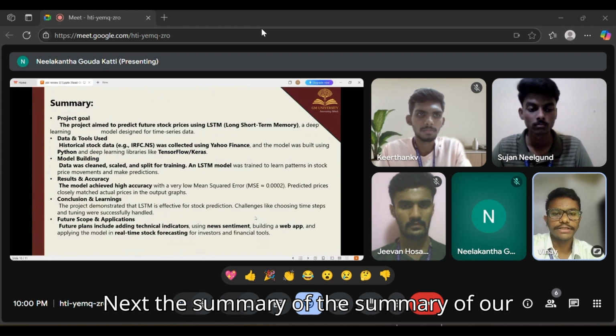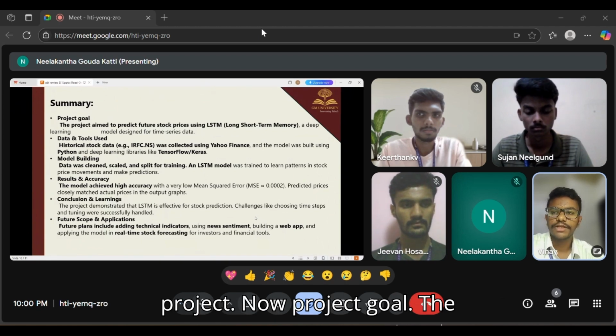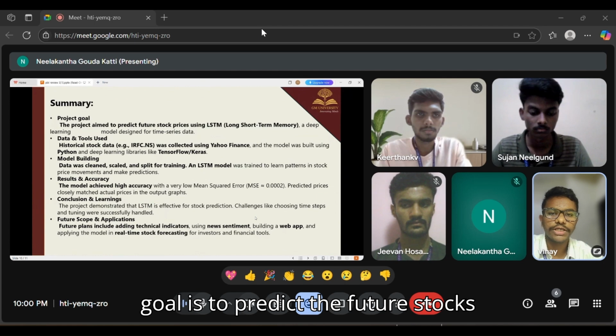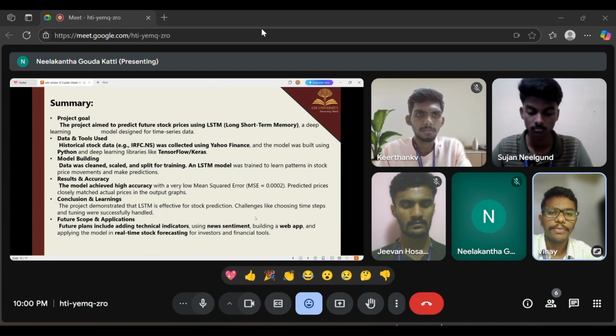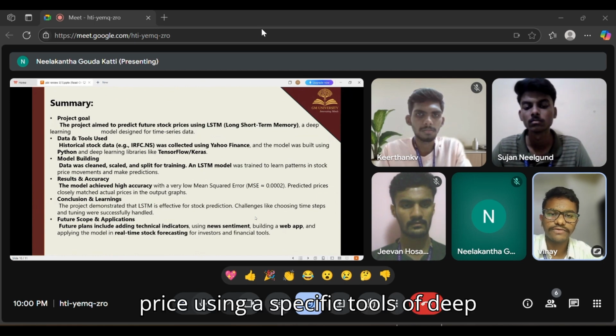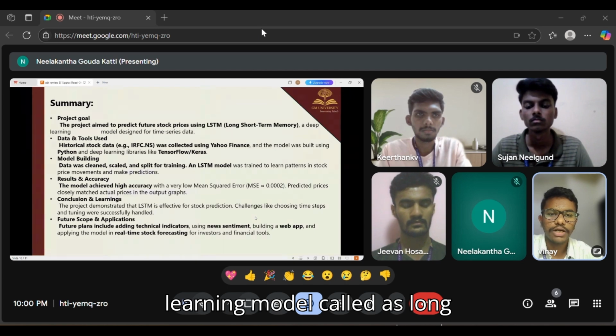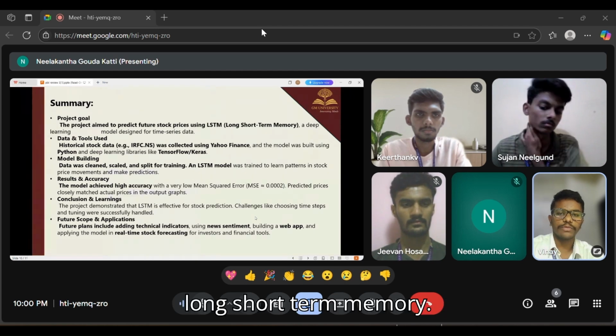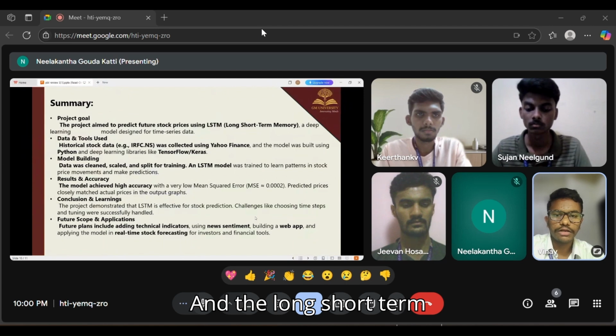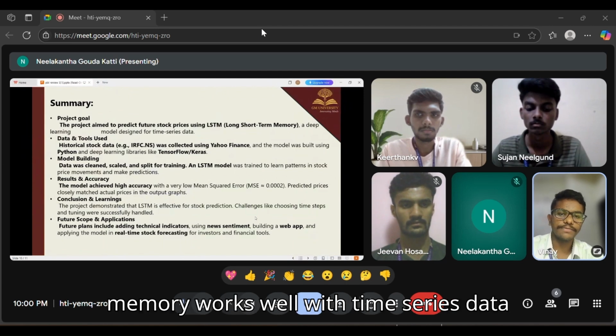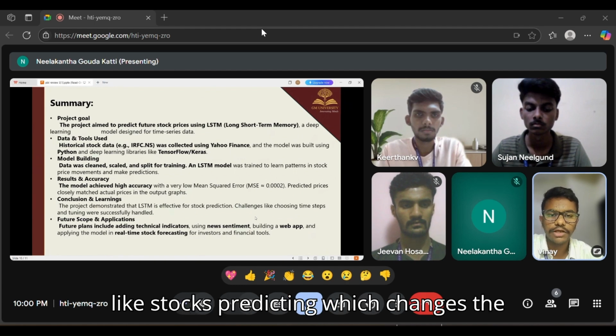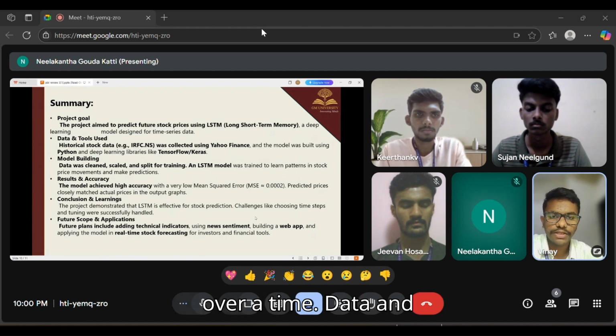Next, the summary of our project. Now, project goal. The goal is to predict the future stock price using a specific tool of deep learning called long short term memory. And long short term memory works well with time series data like stock prediction, which changes over time.